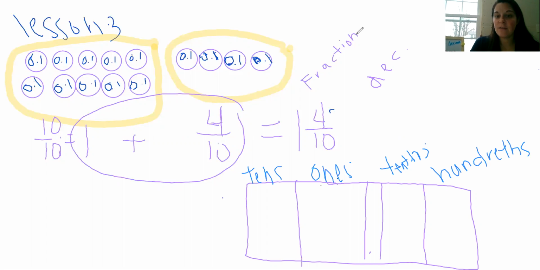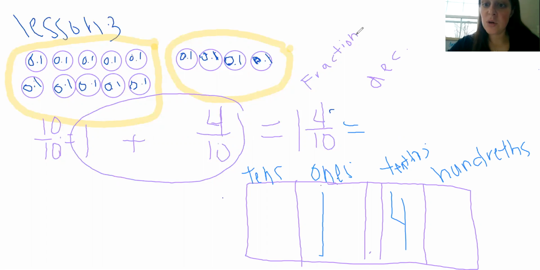How many tens do I have? I don't have any. How many ones do I have? I have 1. And then what do I have? I have 4 tenths. Do I have any hundredths? Nope. So in this case, 1 and 4 tenths also equals 1 with a decimal of 4 tenths. And they are equal. Okay? Do we see that? We just took smaller circles and we kind of combined them to make a fraction, but we also showed that it equals a decimal.